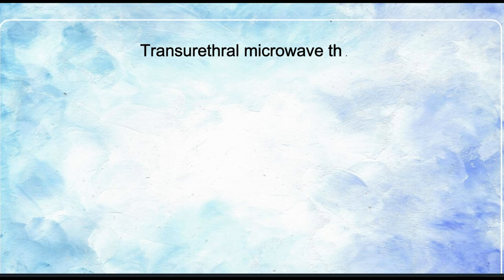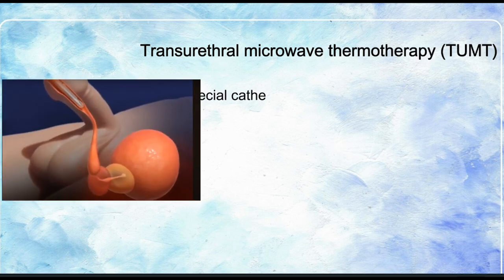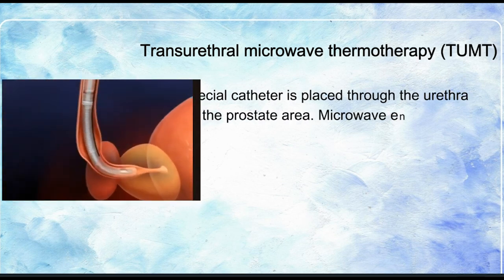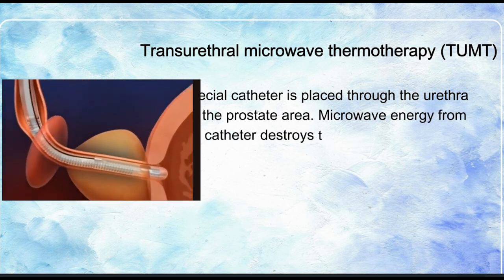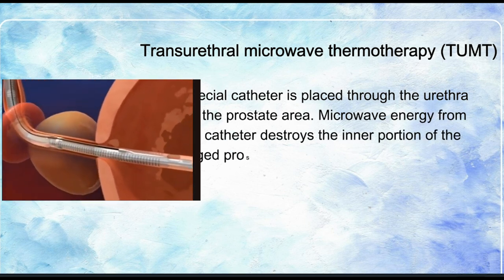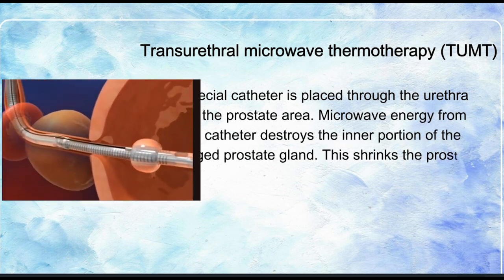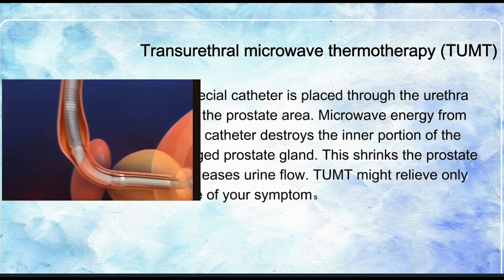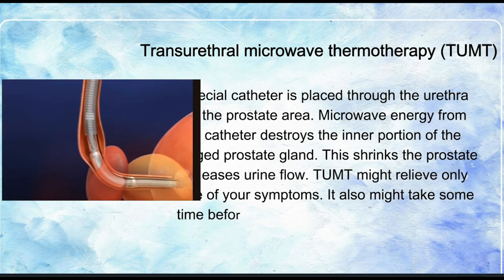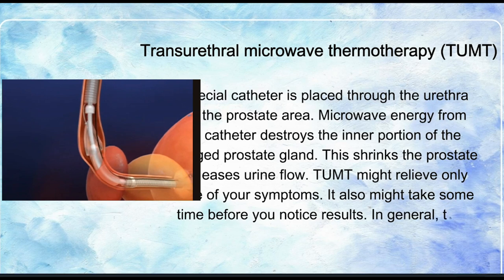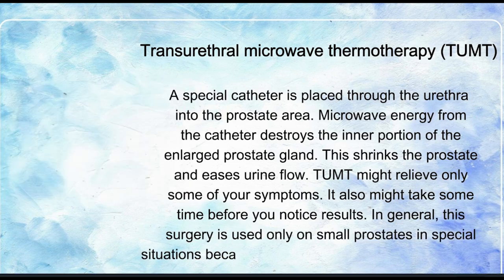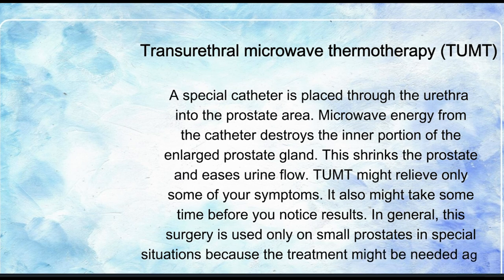Transurethral microwave thermotherapy, TUMT. A special catheter is placed through the urethra into the prostate area. Microwave energy from the catheter destroys the inner portion of the enlarged prostate gland. This shrinks the prostate and eases urine flow. TUMT might relieve only some of your symptoms. It also might take some time before you notice results. In general, the surgery is used only on small prostates in special situations, because the treatment might be needed again.